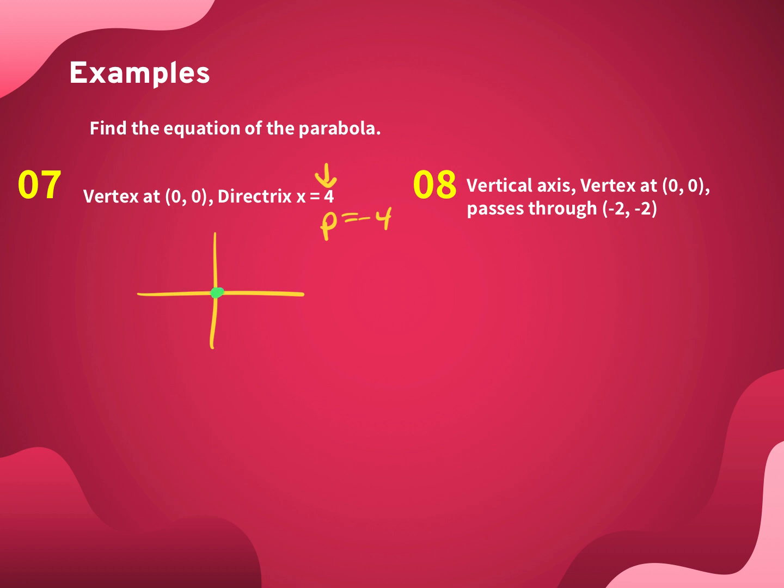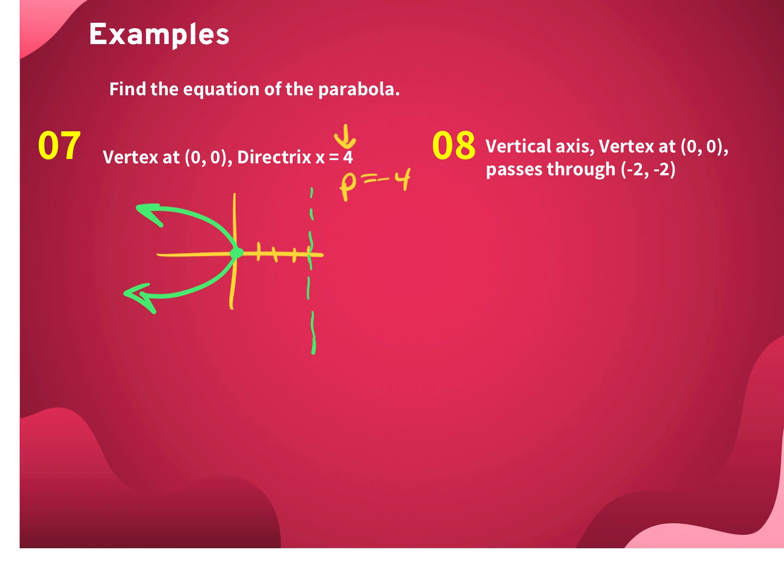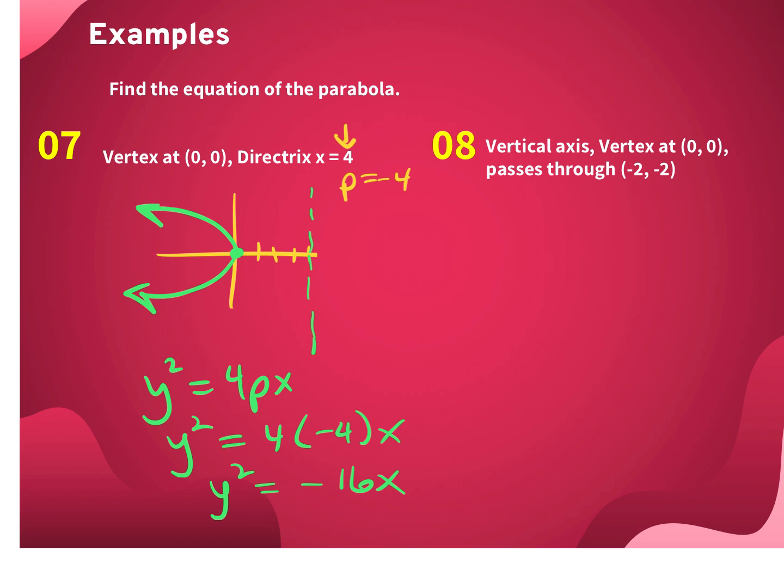Graph the vertex, graph the directrix. So 1, 2, 3, 4. That's your directrix. And it's always behind the parabola. So it's the backwards C. So it's still the y squared equation that I'm filling in, and then 4px. So now just put in your p-value. So y squared equals 4 times -4x. So y squared equals -16x.